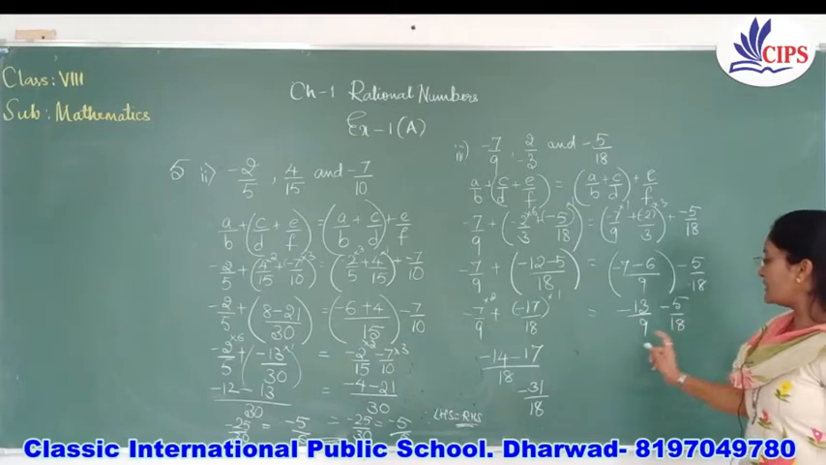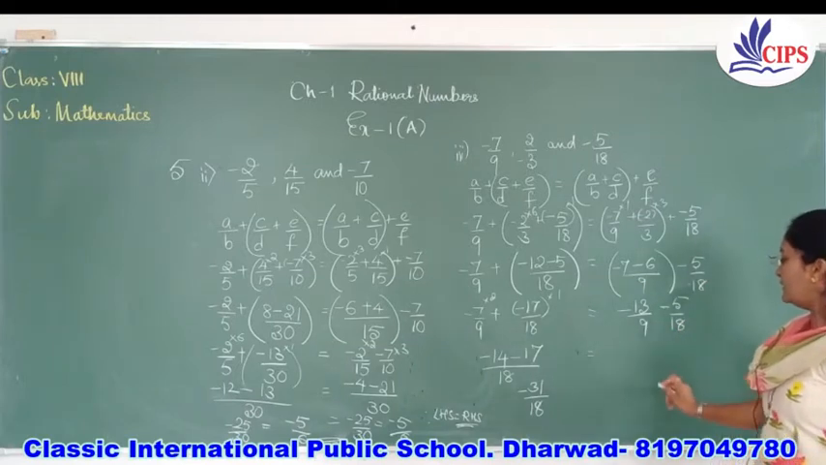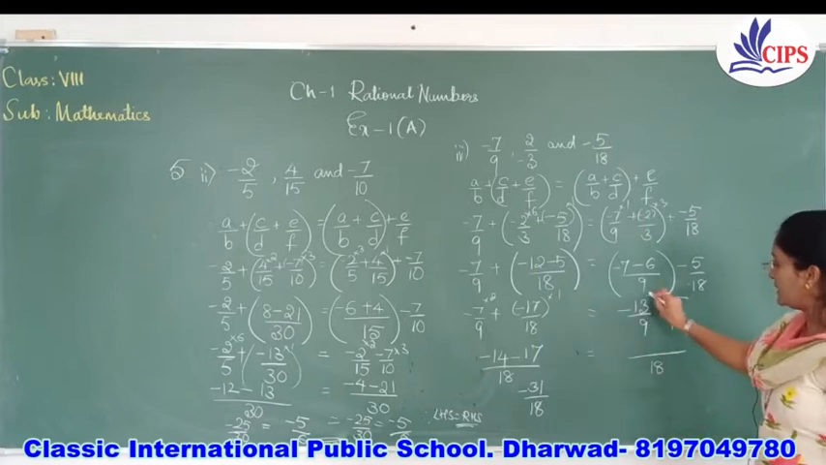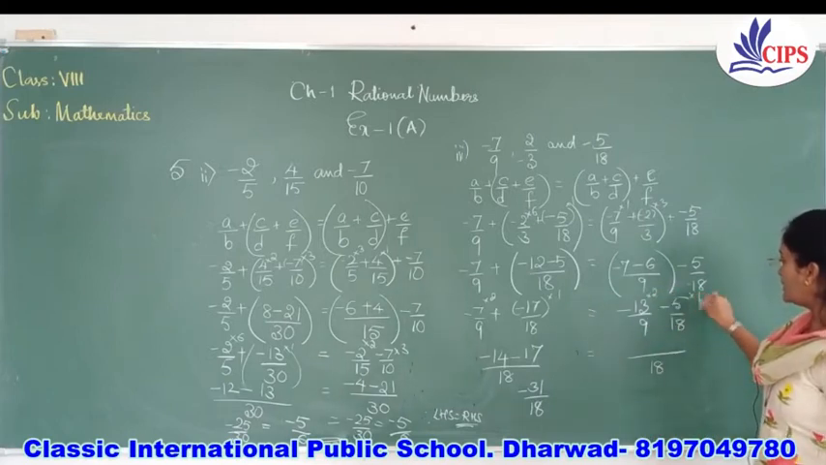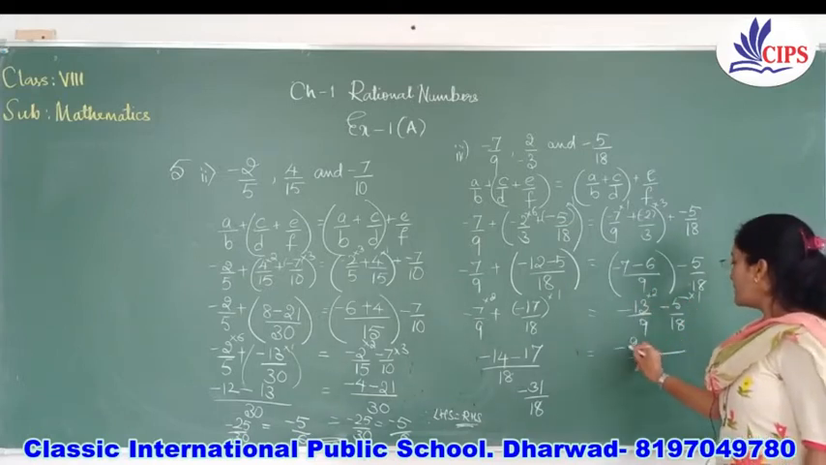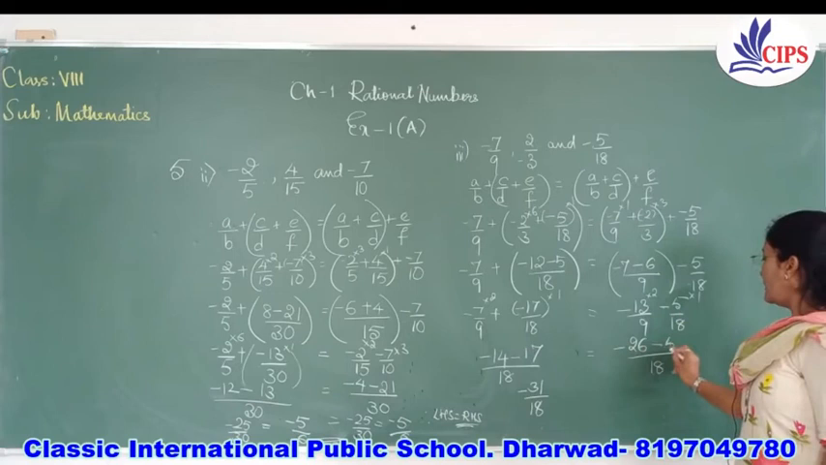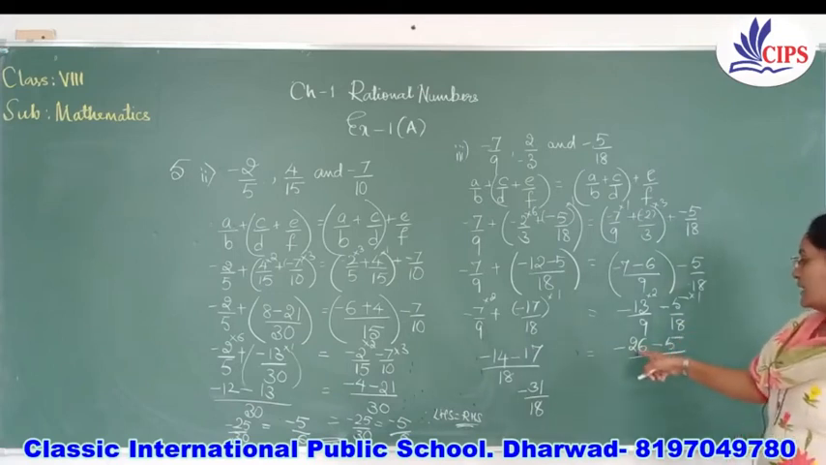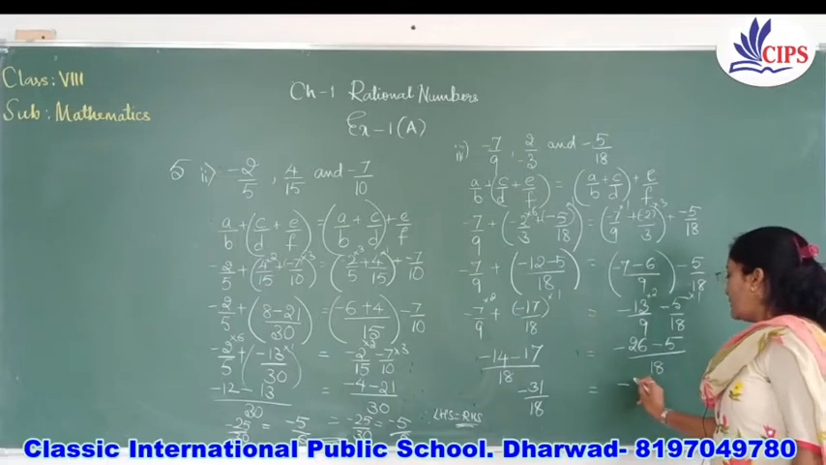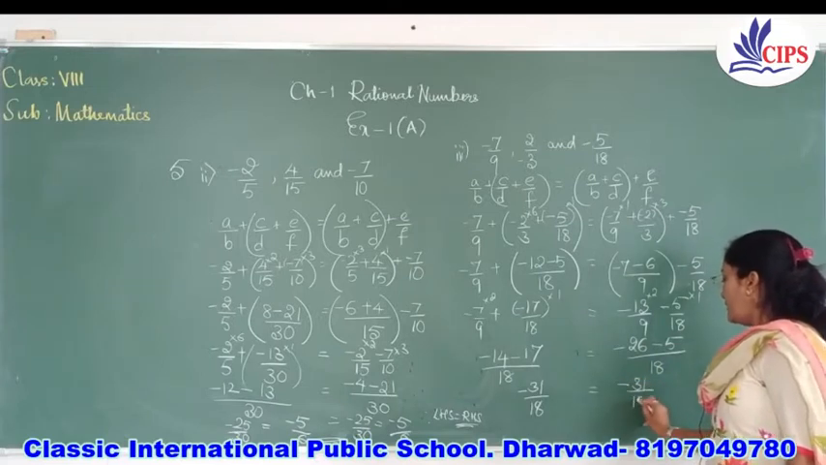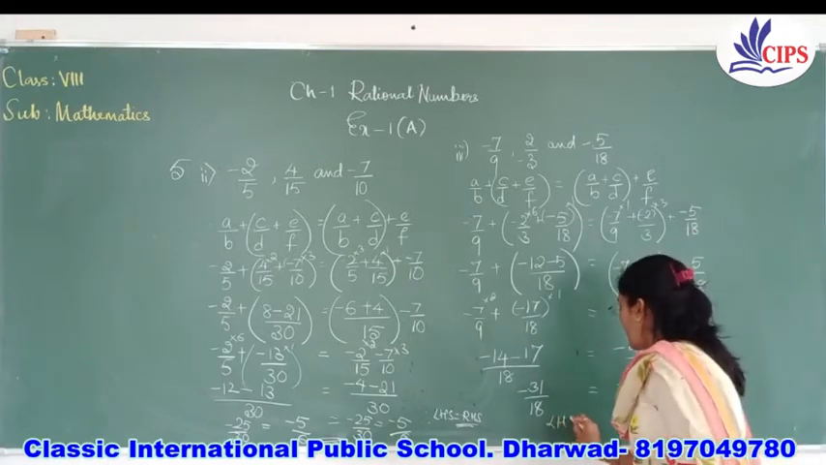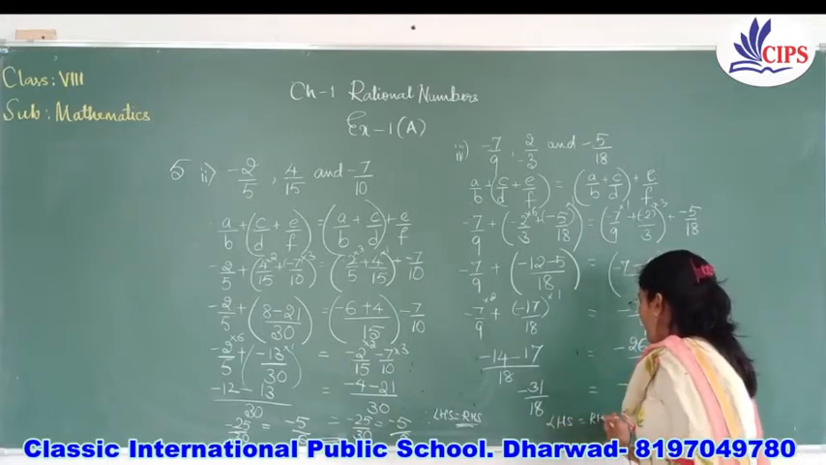So again we need to solve these. So what's the LCM of 9 and 18? It's 18. So here 9 2s is 18, I multiply 2 and here 18 ones, so I multiply 1 here. So minus 13 into 2 becomes minus 26 and minus 5. Again we have got the same sign, so we'll add those, we get minus 31 by 18. So as we have got the answer same, therefore we'll write LHS is equal to RHS.